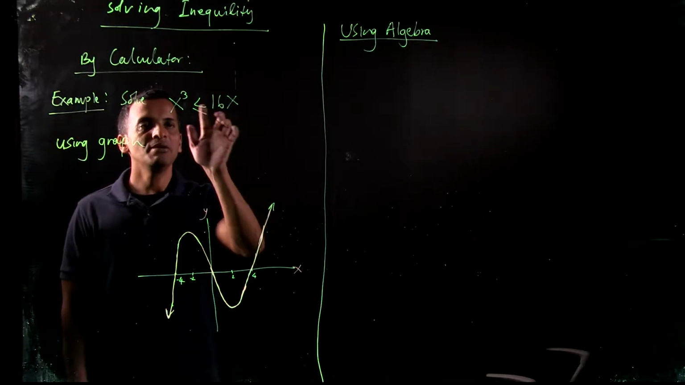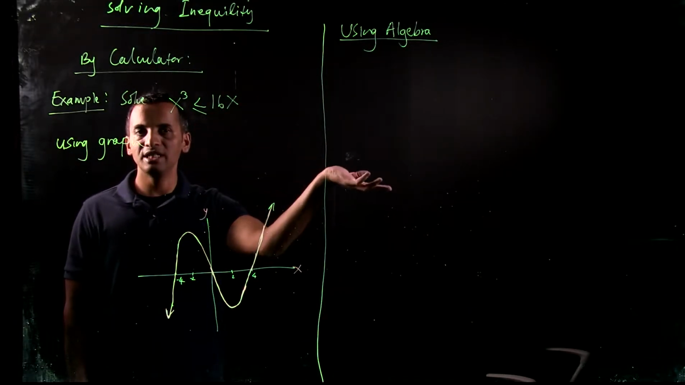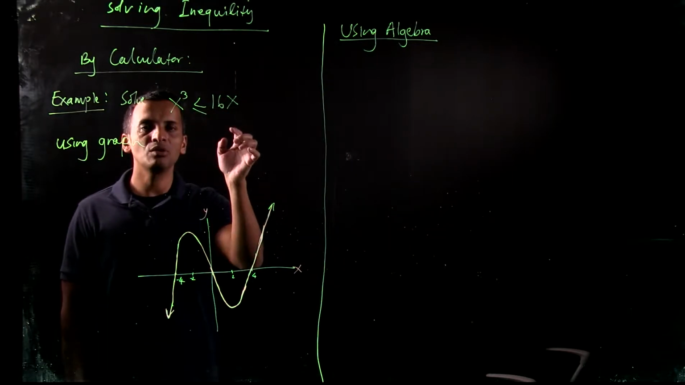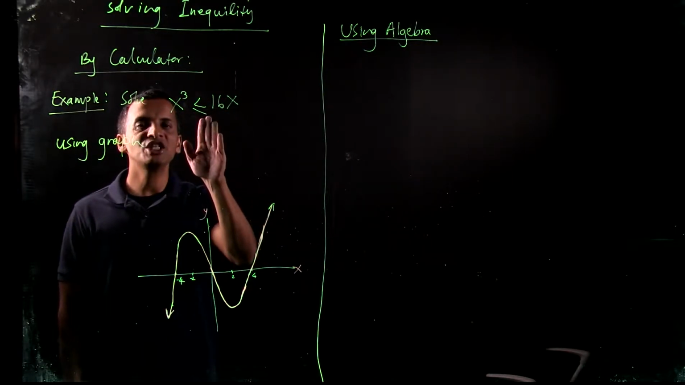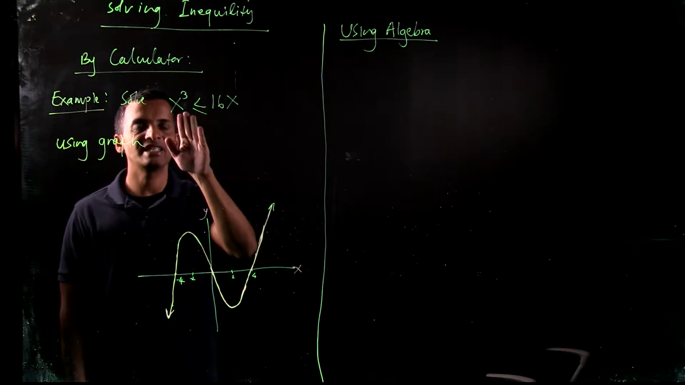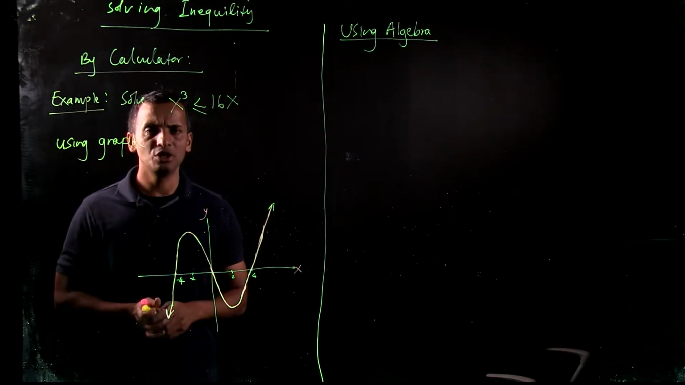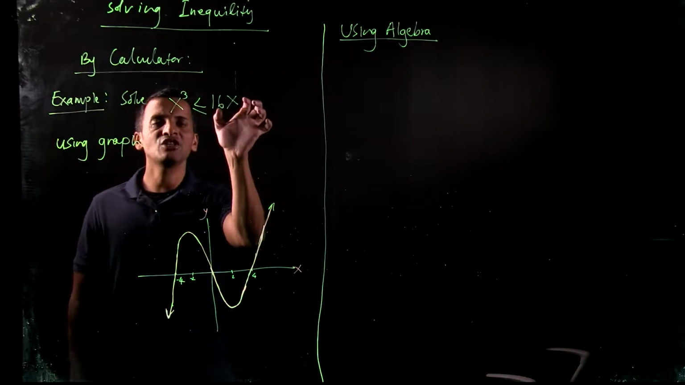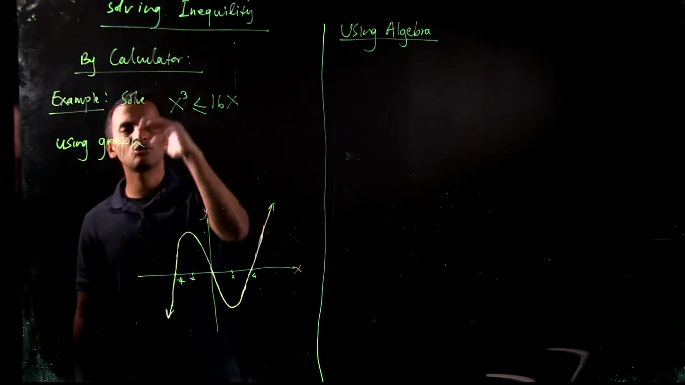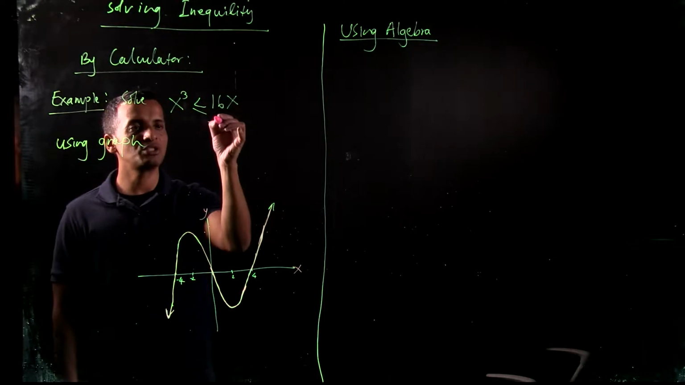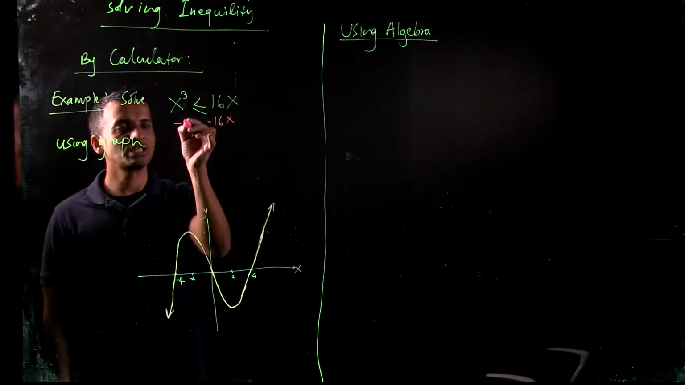If it was an equals sign, that would be easy, right? Since this is less than or equal to, you want to list all those values of x that make x cubed less than or equal to 16x. The first step is, if there is anything on the right side of the inequality, you bring that to the left. So you subtract 16x on both sides.